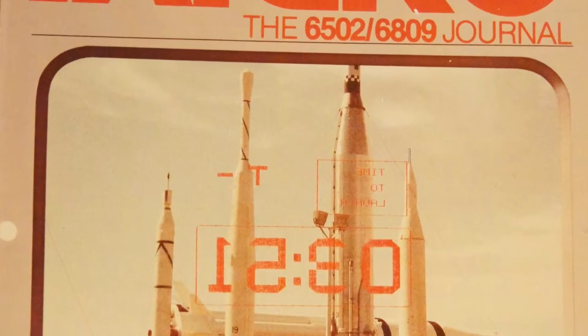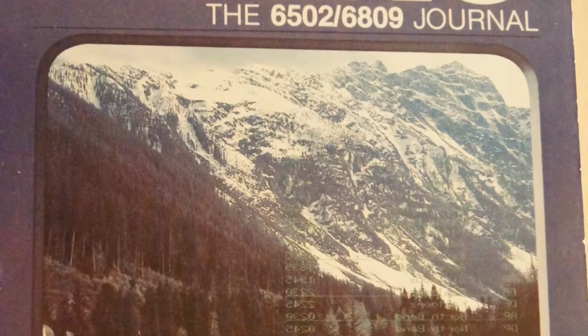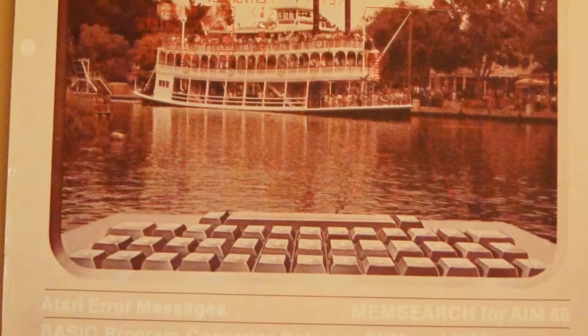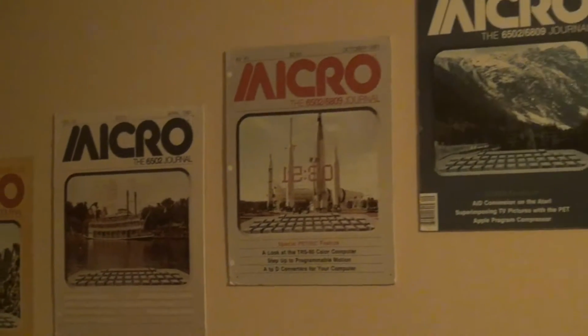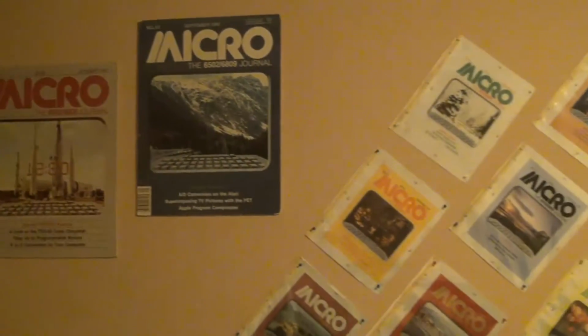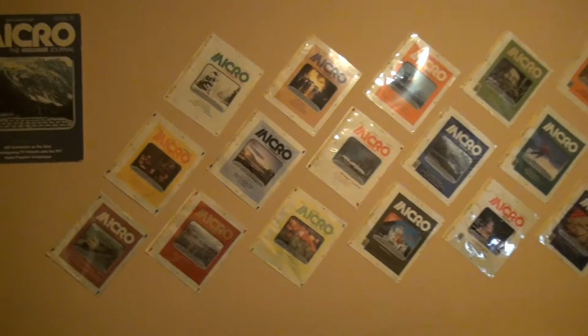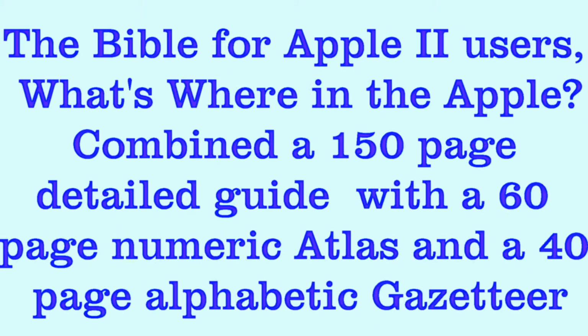Hello, I'm Bob Tripp. Back in the 1970s and 1980s, my company published a magazine, Micro, the 6502 Journal, which covered all the 6502-based systems, including the Apple II. We also published a series of microcomputing books, one of which was What's Where in the Apple, the essential guide to the Apple II.